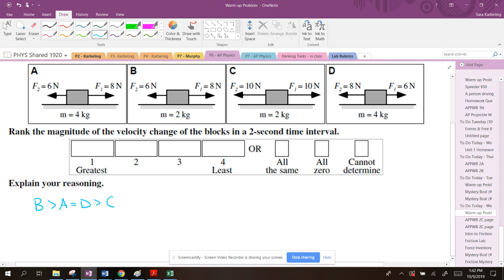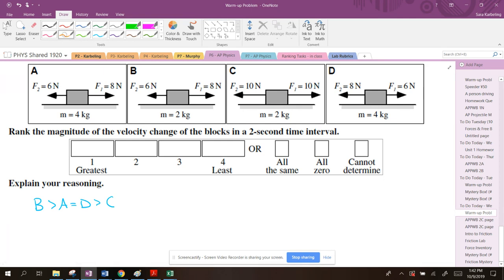Okay, the question said rank the magnitude of the velocity change of the blocks during a 2-second time interval. How did you do this? Brady, what'd you start with? Pass. Okay, I'll come back to you. Well, C has the same force on both sides. I think that wouldn't be moving. So that's going to be the smallest.